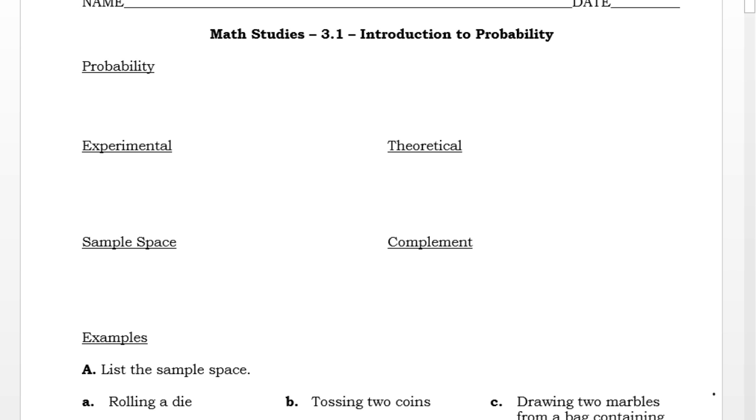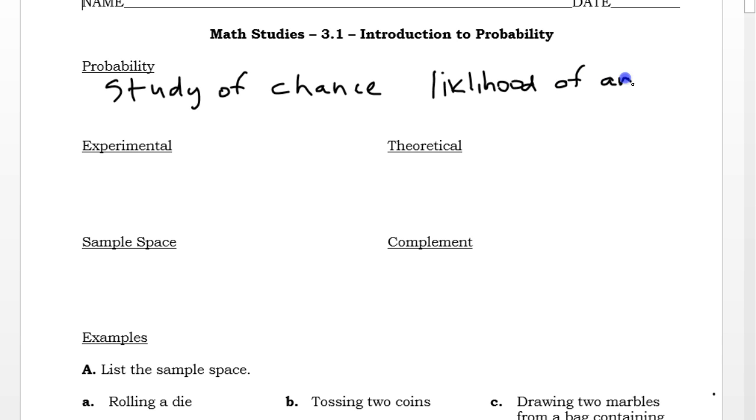So probability is the mathematical study of chance. And chance, another word for that would be the likelihood of an event. So I could say, how likely are you to have a coin land heads up when you flip it? Or how likely are you to win the lottery? Or what's the chance that you're going to get the flu this year?